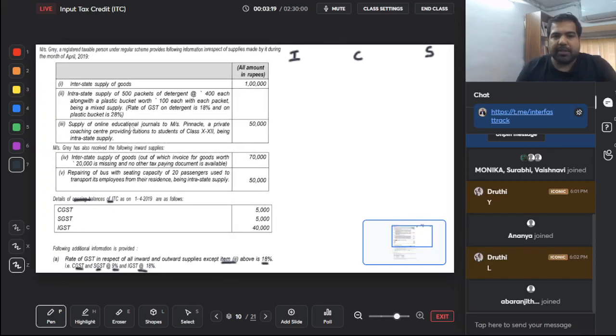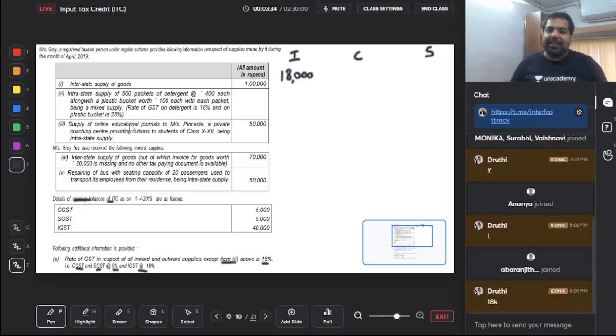So let's start guys. Interstate supply of goods. So 1 lakh, interstate, into 18%. How much will that be? Will it give a liability? Yes, supply gives a liability. 18,000 rupees here. Guys, I hope this is clear. If it's clear, I need responses in the chat box.